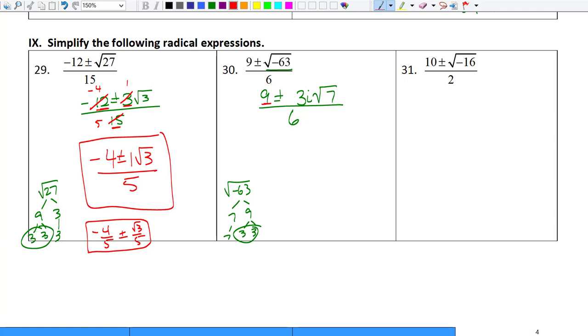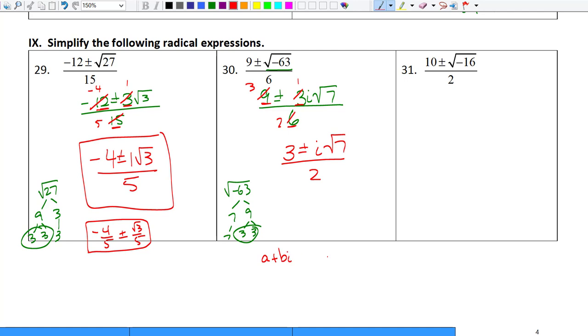Okay, at this point, the 9, the 3, and the 6 all have a factor of 3 in it. So if I divide each of these by 3, 9 divided by 3 is 3, 3 divided by 3 is 1, 6 divided by 3 is 2. So that leaves me with 3 plus or minus 1i root 7. Now I'm not going to put the 1 there because you don't really need to. All over 2. Now, because this one has an i, I have to write it in a plus bi form.